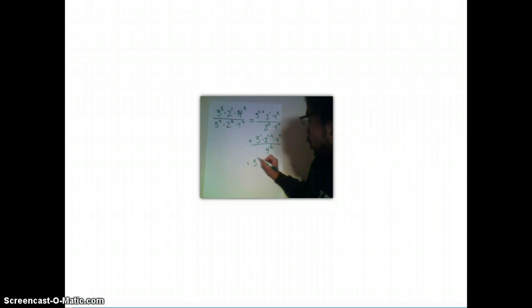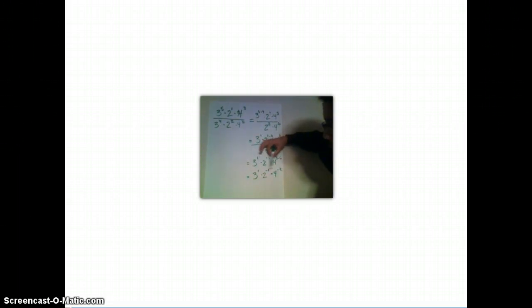So 3 to the 1st times 2 to the negative 1, and then my last division property is going to be 3 minus 6. So 3 to the 1st being multiplied by 2 to the negative 1 being multiplied by 4 to the negative 3. Okay, what don't I like about these guys? These right here. I have 2 negatives.